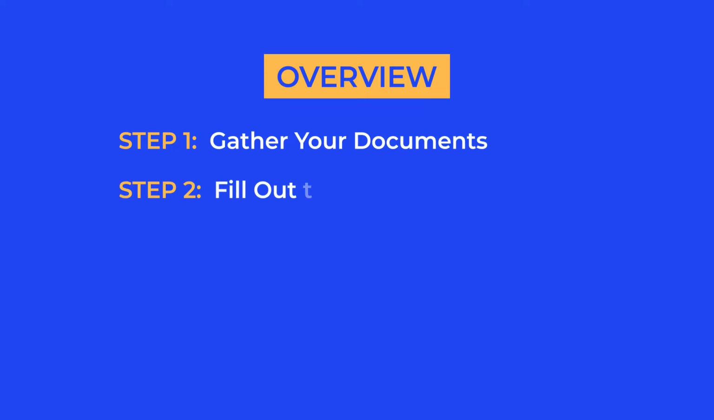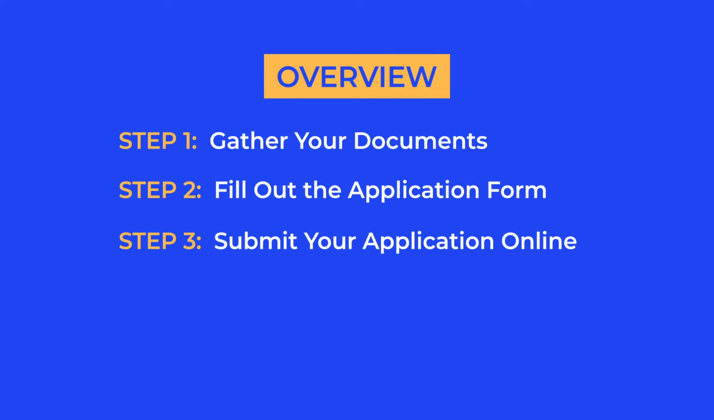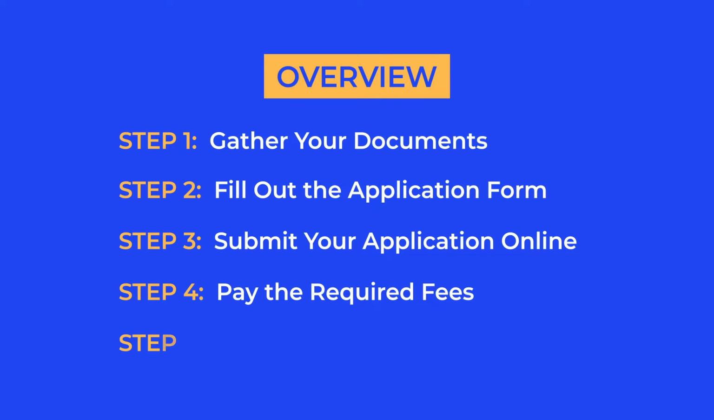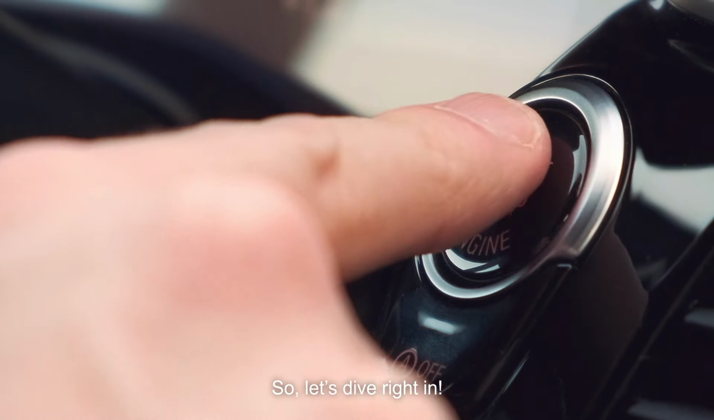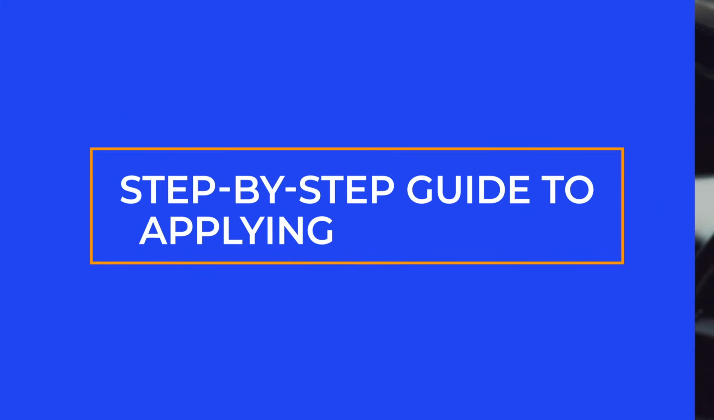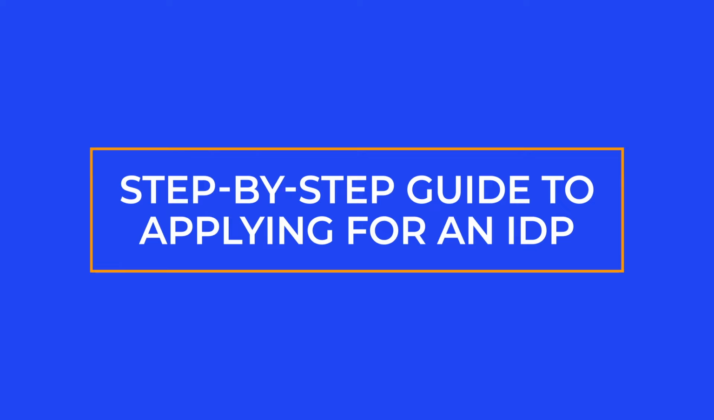Here's a quick overview of what we'll be discussing. Step 1. Gather your documents. Step 2. Fill out the application form. Step 3. Submit your application online. Step 4. Pay the required fees. Step 5. Receive your IDP by mail. So let's dive right in. Step-by-step guide to applying for an IDP.